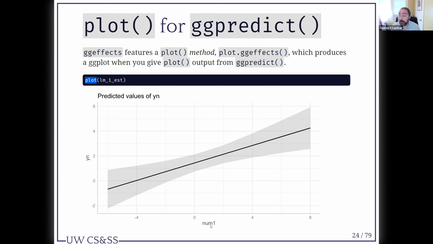They put the appropriate variable on the x-axis, the appropriate variable on the y-axis. They change the title to be predicted values of yn. They draw a line and also generate smooth confidence intervals, accurately getting the uncertainty across all values of x. So this right here is the predicted relationship between x and y and what predicted values of y would be at all the values of x.